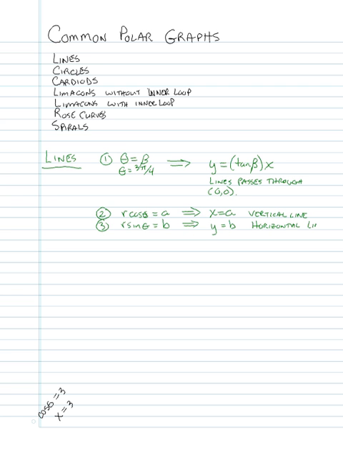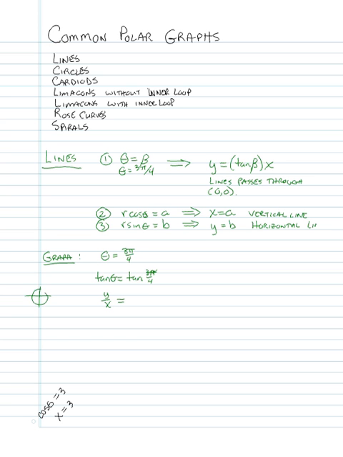So, real quickly, let's graph three different lines of these natures. For instance, if we had theta equal to 3 pi over 4, our first step would be to take the tangent of both sides. That is, the tangent of theta is equal to the tangent of 3 pi over 4. And the tangent of theta can be replaced with y over x. That's one of the identities that we have.